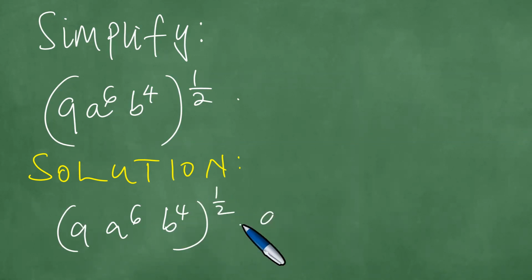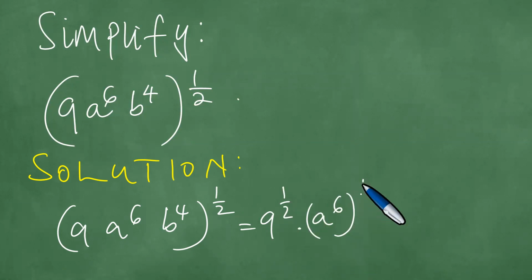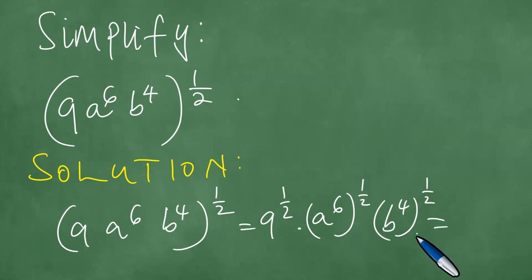Right, so obviously this is going to be 9 to 1/2 a to the 6th power 1/2 b to the 4 power 1/2. So the square root of 9 is 3. 6 divided by 2 gives us 3. Half of 4 is 2. So it's b squared. And that is the answer.